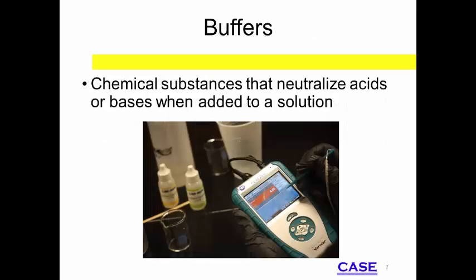When pH is not at the optimal level, a buffer is used to neutralize the pH. An acidic substance neutralizes an alkaline substance and vice versa.